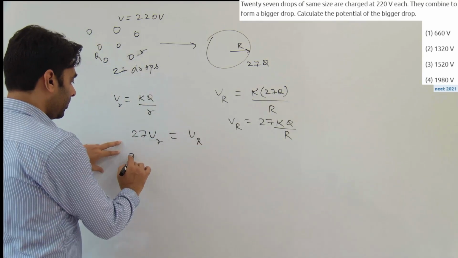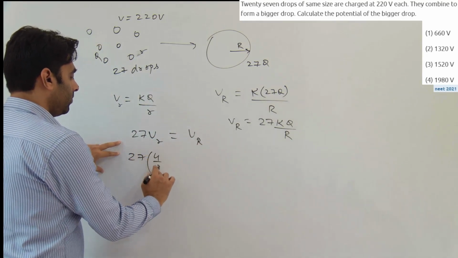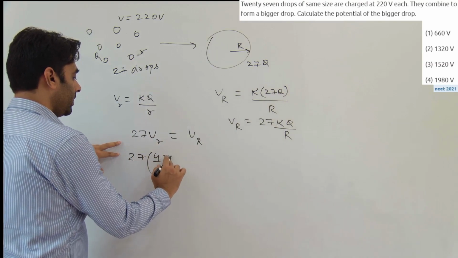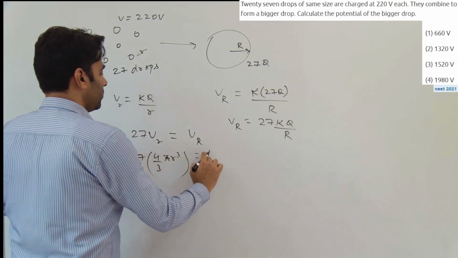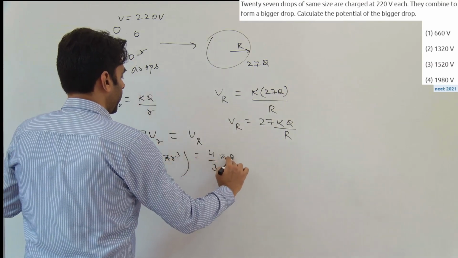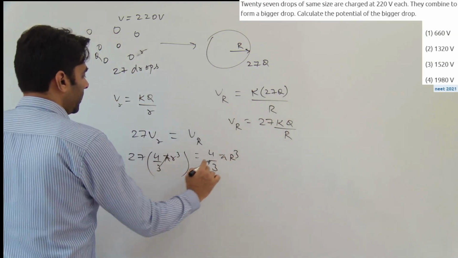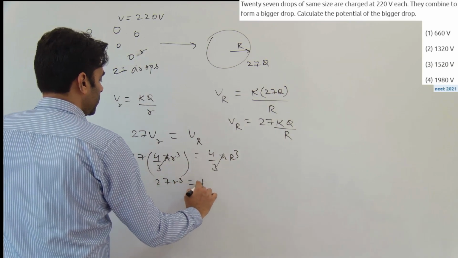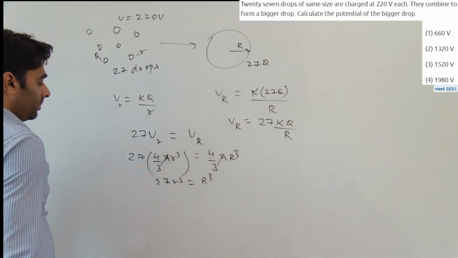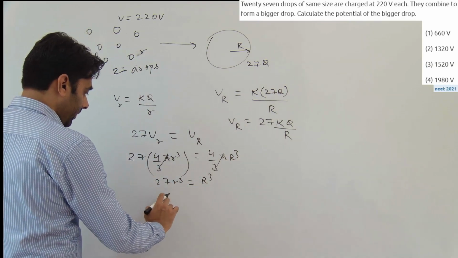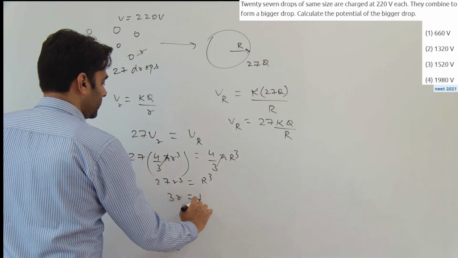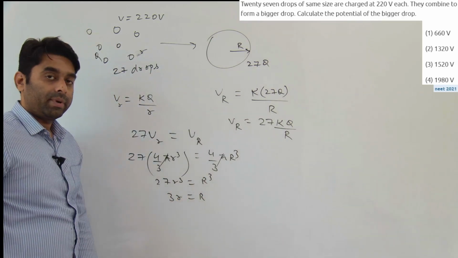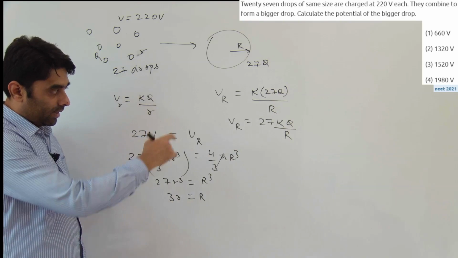So let's write down 27 times the volume of one drop. We can write 27 times 4 by 3 pi small r cube is equal to 4 by 3 pi capital R cube. 4 by 3 pi cancels out. We get 27 small r cube is equal to capital R cube. When we simplify this, we get 3 times small r is equal to capital R. So capital R is 3 times small r.